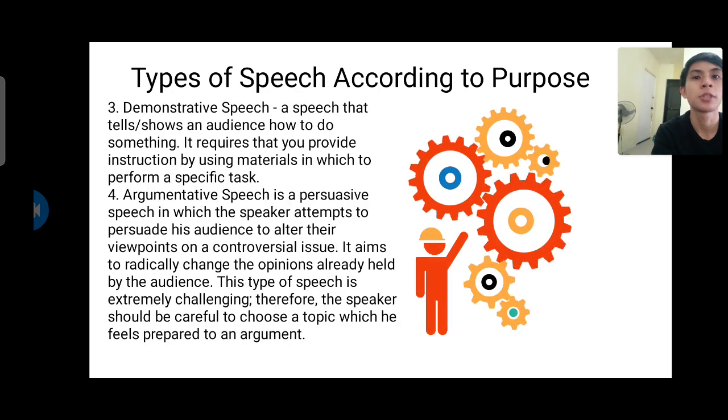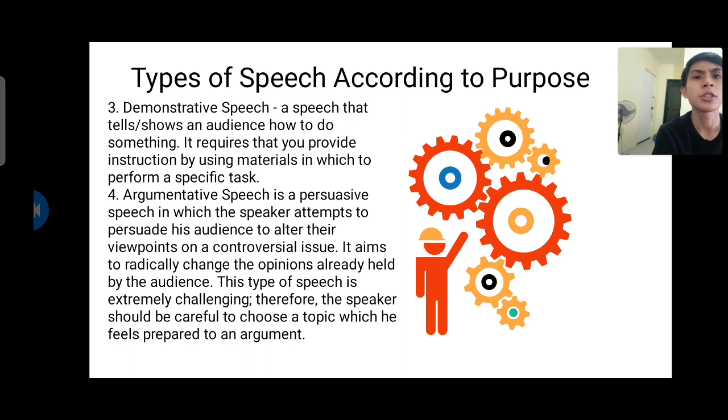Next is demonstrative speech. A speech that tells or shows an audience how to do something. It requires that you provide instruction by using materials in which to perform a specific task. An example of a demonstrative speech are instructional videos online where they present a step-by-step guide on how to do something, and the audience follows along.